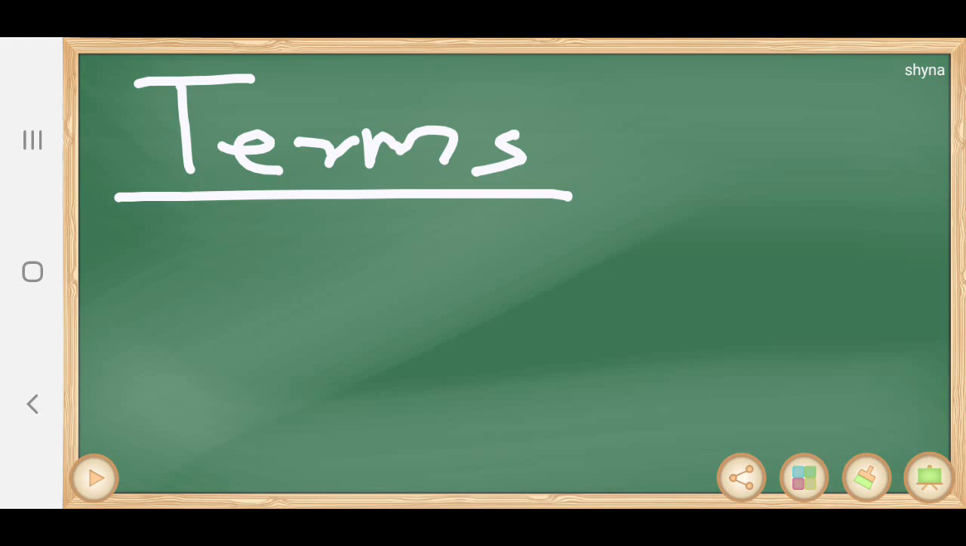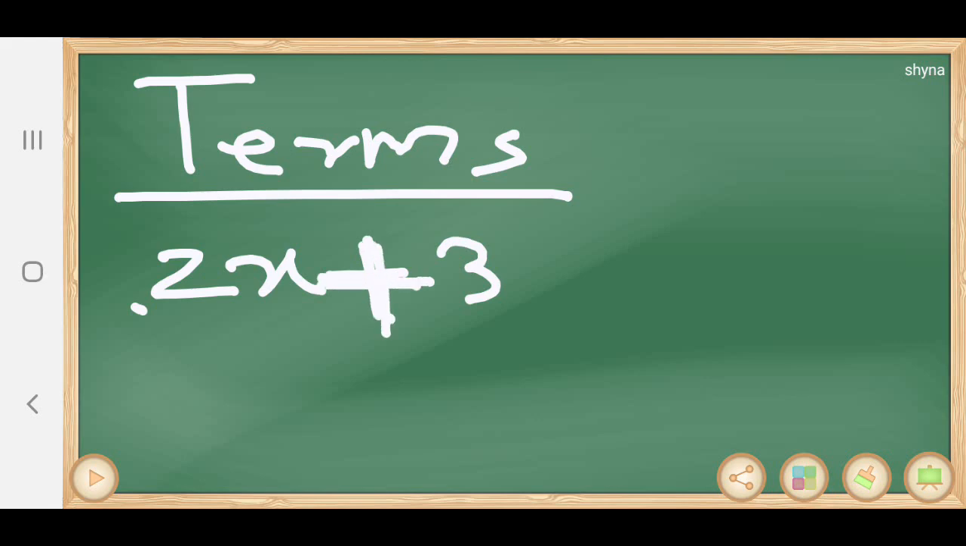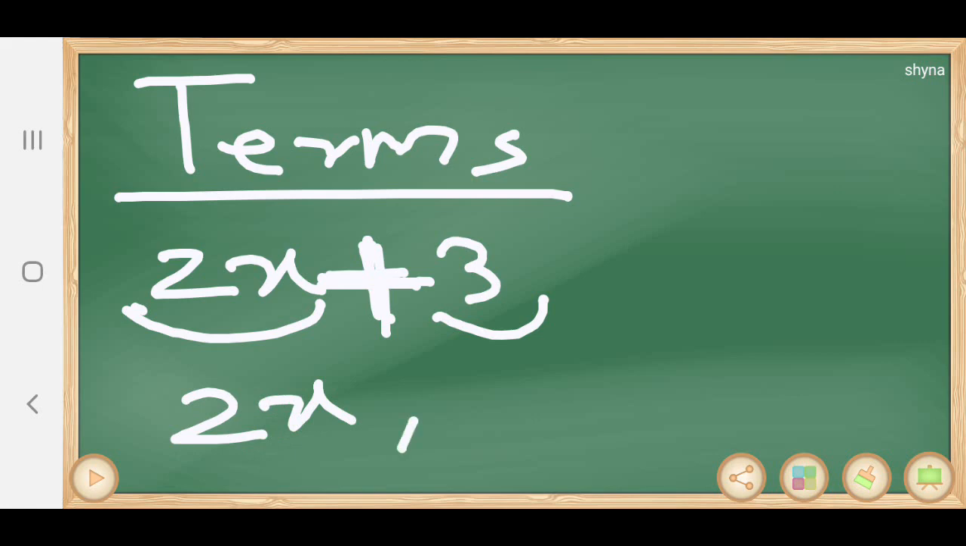I think in 8th standard you've already studied that the plus symbol determines the terms of algebraic expressions. Take 2x plus 3. How many terms are there? What are the terms of 2x plus 3? The plus symbol determines the terms. This plus symbol divides it into two parts. One is 2x, one is 3. So, 2x plus 3 contains two terms. One is 2x and the other is 3.